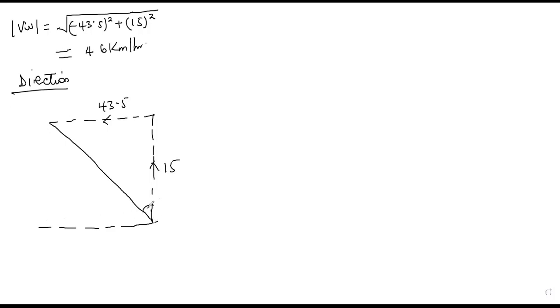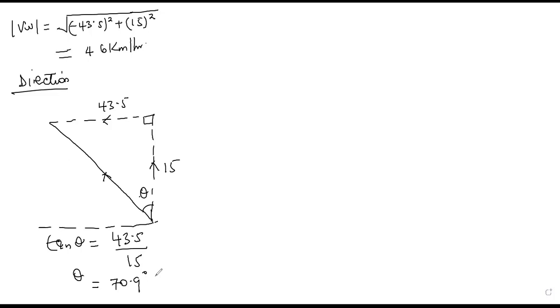So this is theta, and this is your magnitude, which you've gotten. So ideally, you can get the value of theta. So tan theta is equal to opposite 43.5 over adjacent 15. So theta will be the tan inverse of that, which will give you 70.9 degrees. And you have to conclude.